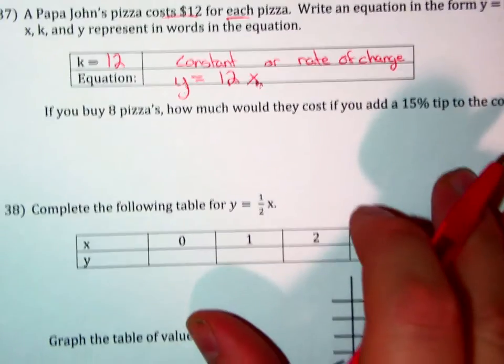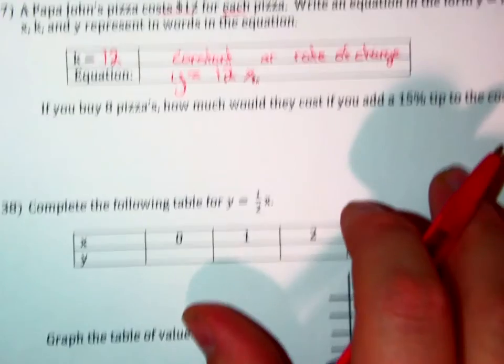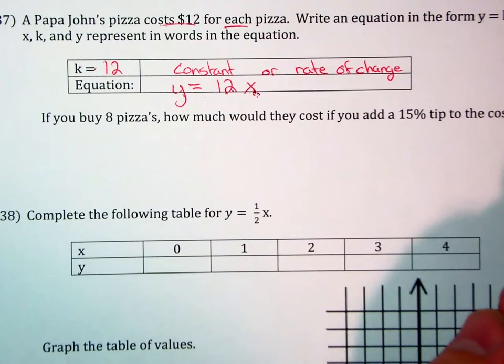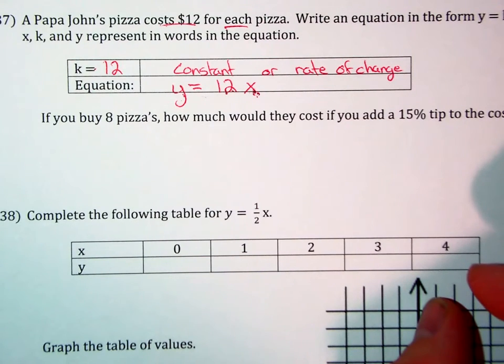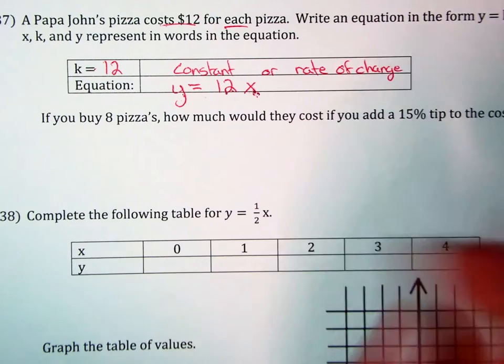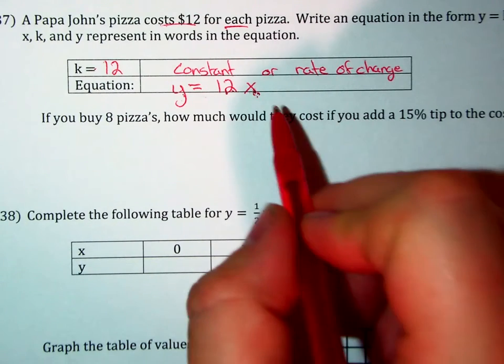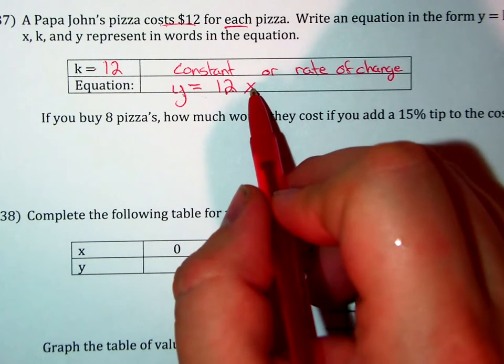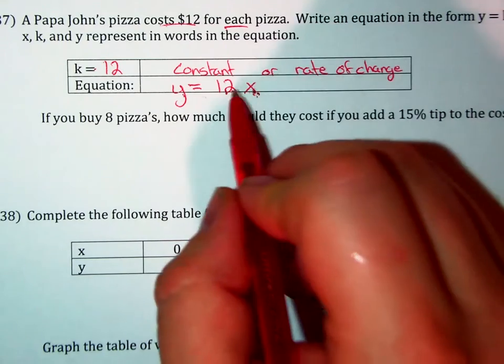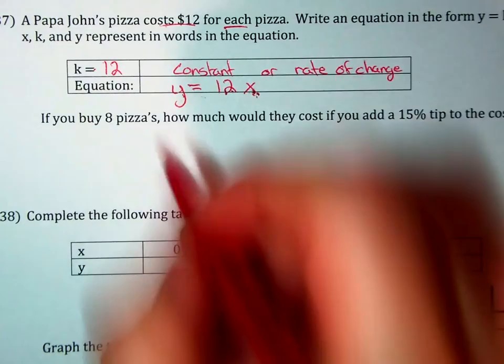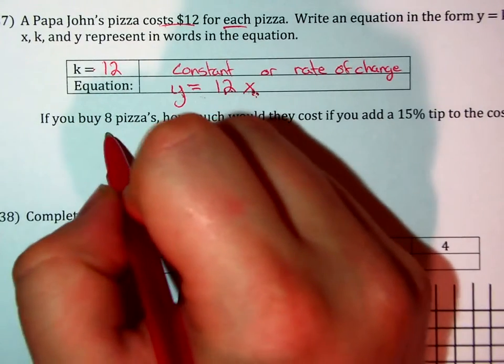So now let's continue. It says if I buy 8 pizzas, how much would they cost if you add a 15% tip to the cost of the pizza? Well, first I need to know what the cost of 8 pizzas is. So I would multiply 8 times 12. 8 times 12 is $96.